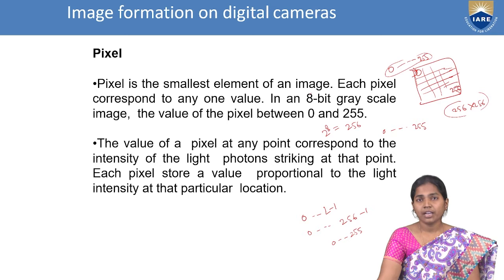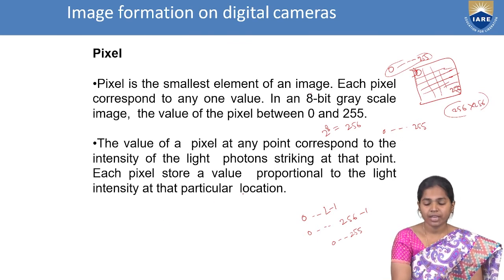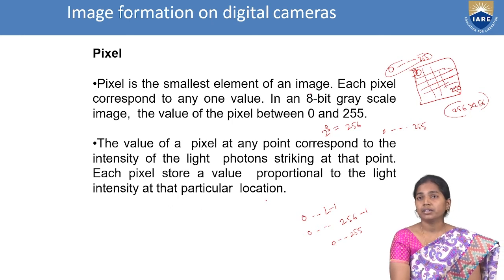Here the value of a pixel at any point corresponds to the intensity of the light, that is, the photons striking at that point. Each pixel stores a value proportional to the light intensity at that particular location.